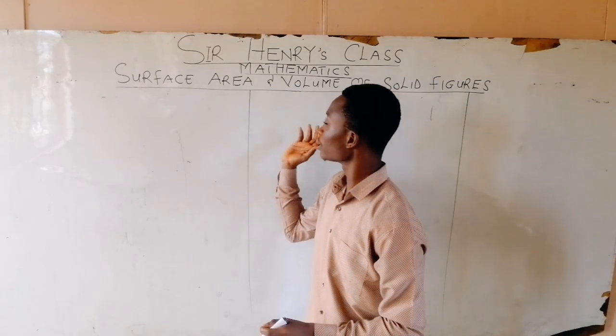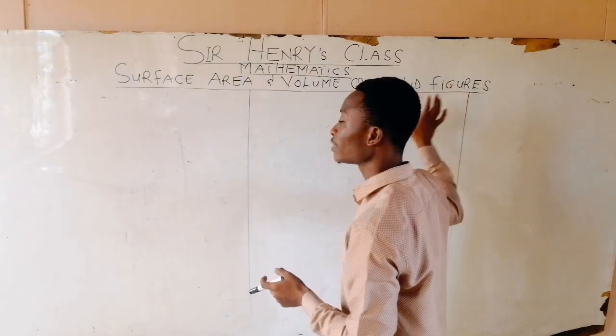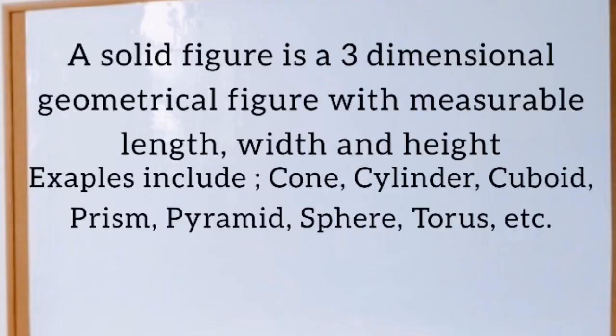We're going to look at surface area and volume of solid figures. I believe you have your things set. Now let's get going. So when we say solid figures, what is the meaning of solid figures? A solid figure is any three-dimensional geometrical shape, any 3D shape with a measurable length, width, and height. So basically, a solid figure is a 3D shape. It has three dimensions. What are these three dimensions? We have the length, we have the width or the breadth, and then we have the height. That is what we term as a solid figure.